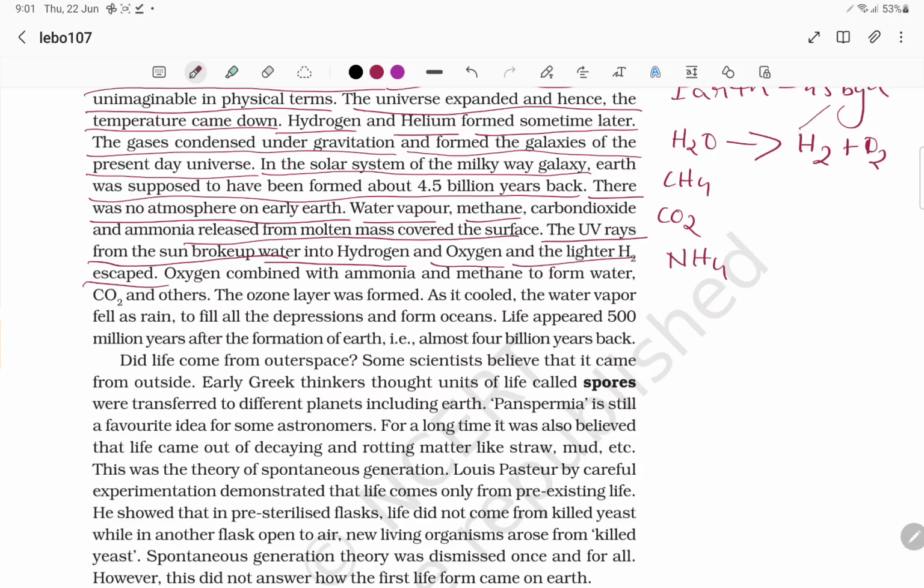This H2 escaped. Oxygen combined with ammonia and methane to form water and carbon dioxide, to form H2O, CO2. Here also H2O.